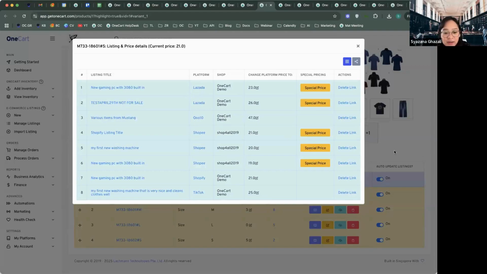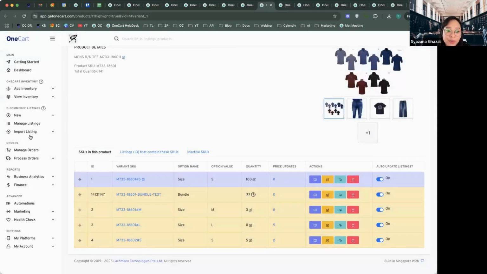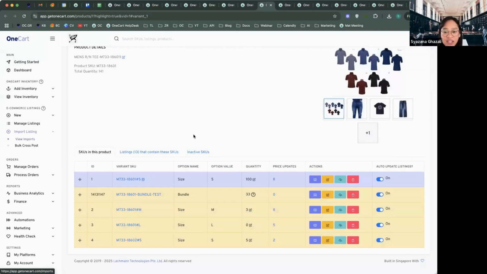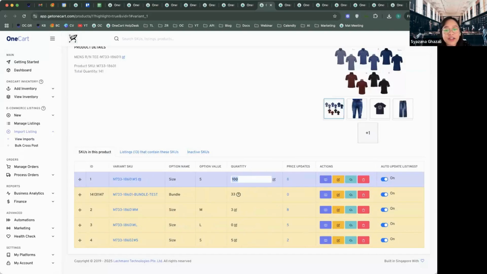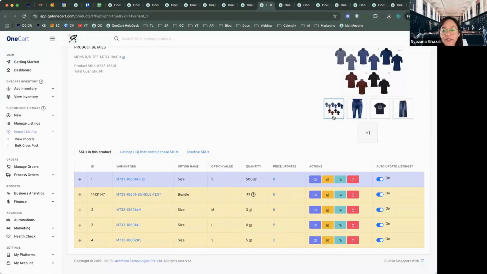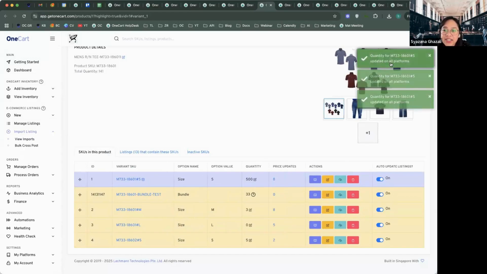And then you can do so by just matching your SKUs to OneCart under your view imports. Okay, and then for example, you have already updated. Once it's there, you use the quantity here to update your quantity. So for example, it's already connected, then maybe the quantity now is actually 500. So just click on 500, and then you will see that OneCart is updating on all other platforms.